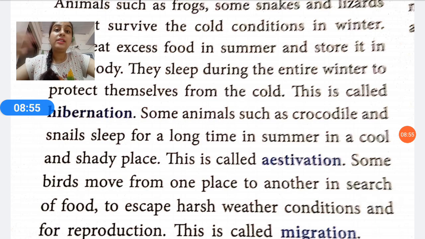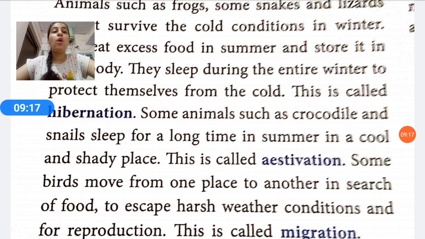And some animals cannot survive the summer. Then they can do the opposite. They store so much food in winter that helps them sleep in summer in a cool and shady place. Opposite of hibernation. This is called estivation. What is this termed as? This is termed as estivation.